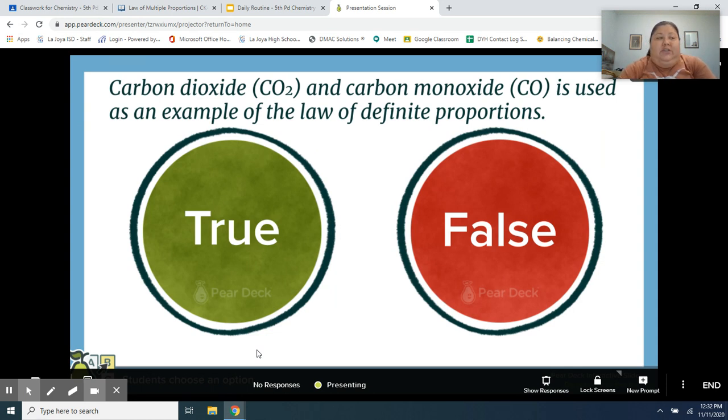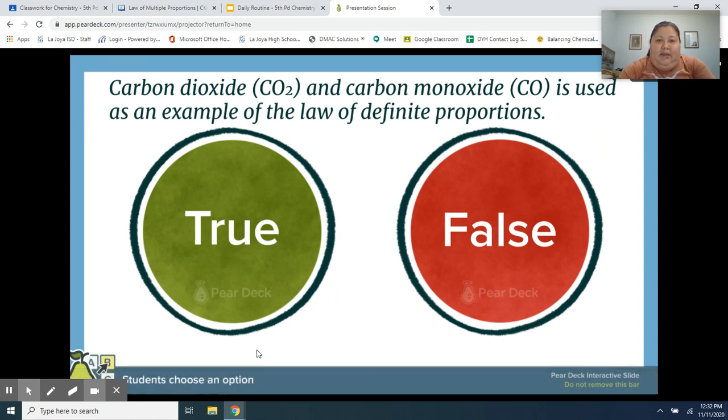All right, you have your first interactive question. Those of you who are in Pear Deck from my 5th period. Carbon dioxide and carbon monoxide is used as an example to explain the law of definite proportions. True or false? Did we use carbon monoxide and carbon dioxide as examples for the law of definite proportion? What do you remember from the last slide?